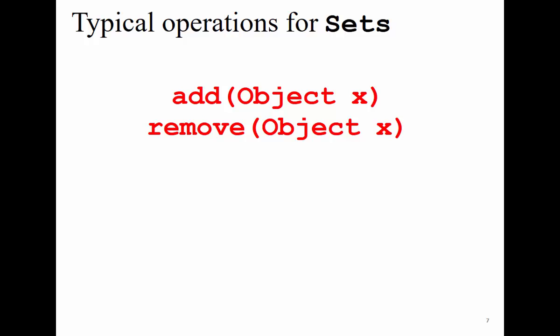And you can see from the header or the signature of this method, add(Object x), the type of x is Object. Okay? It's not a generic type. It's Object, which is the superclass, the main class in Java. And remove(Object x). These are the two main methods that are used with the Set interface.